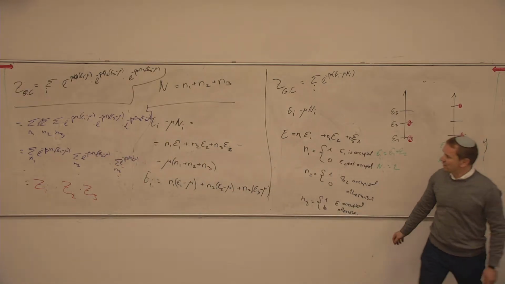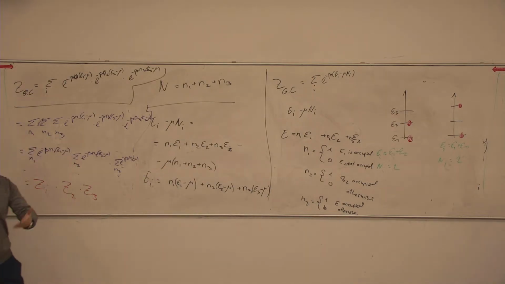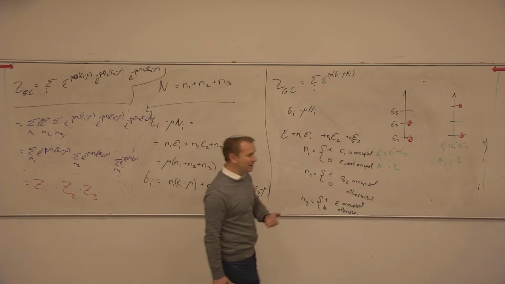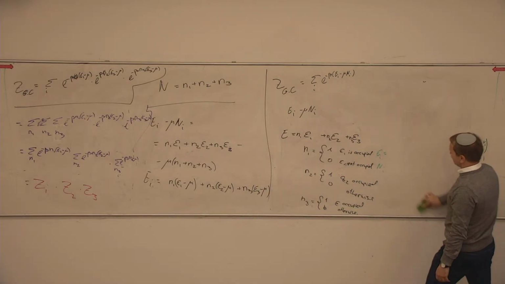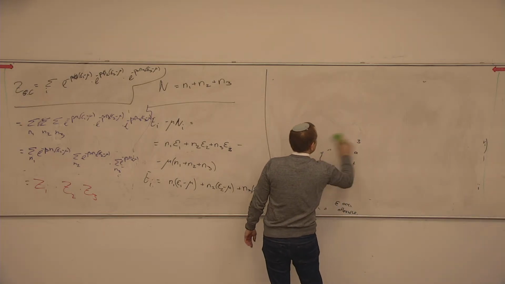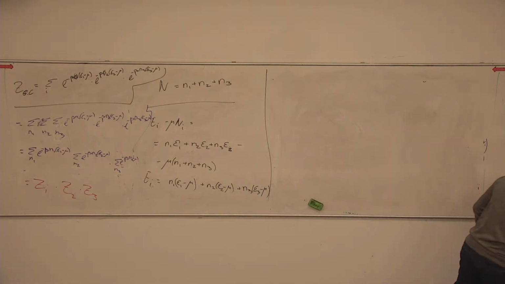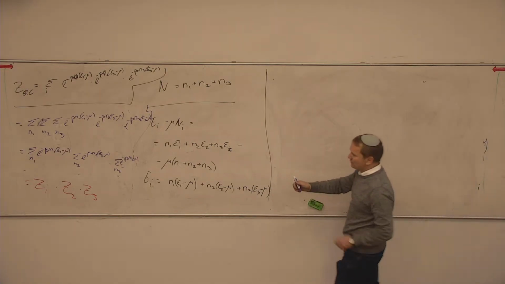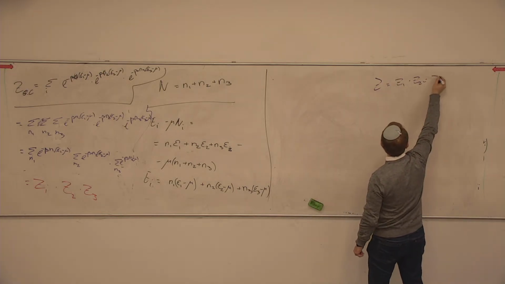Now, if they're independent, that's it. I solved the problem, right? I just treat any state independently of the others, and that's it. Now, this I've done: z equals z1 multiplied by z2 multiplied by z3.